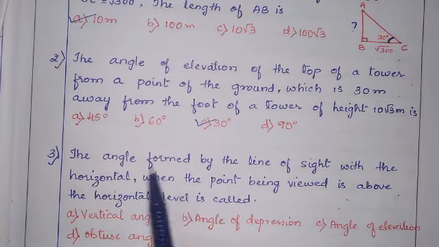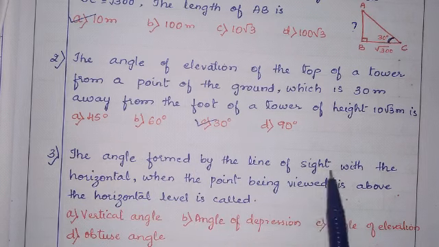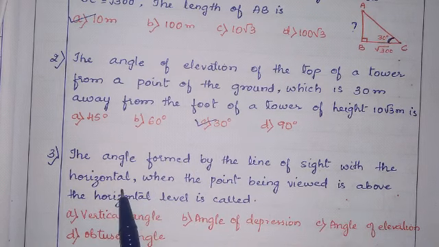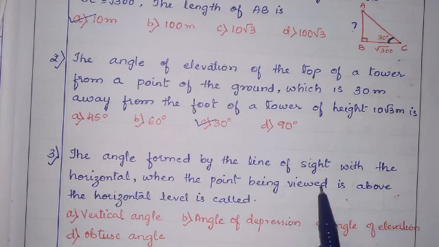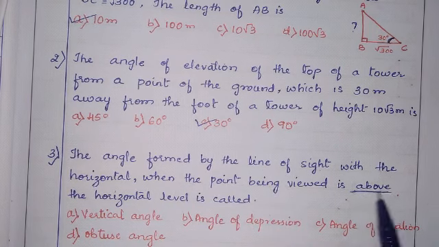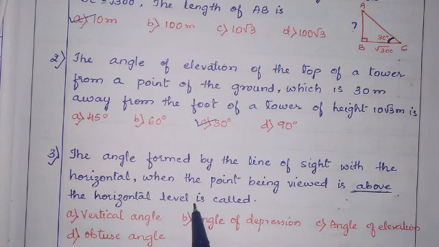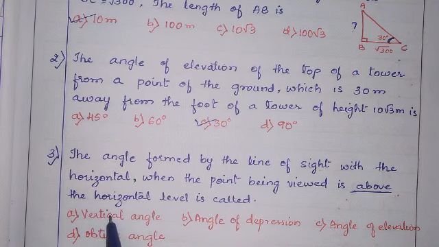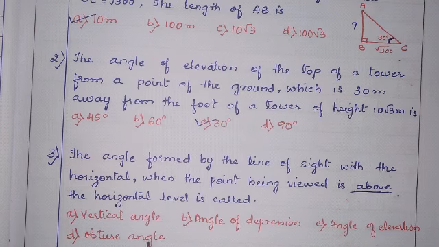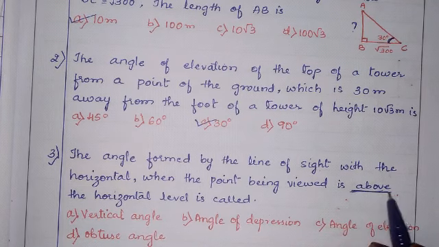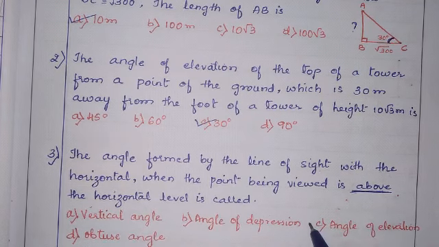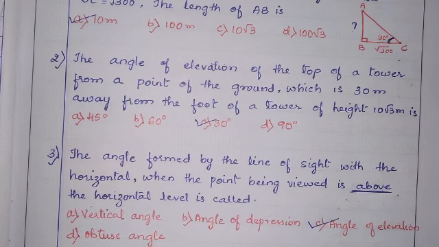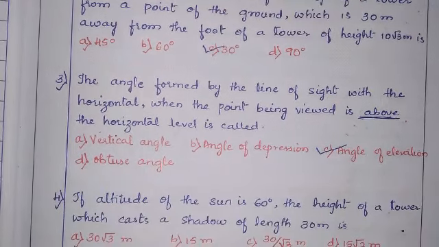The angle formed by the line of sight with the horizontal when the point being viewed is above the horizontal level is called: vertical angle, angle of depression, angle of elevation, or obtuse angle. We know that if the point is above the horizontal, it is nothing but the angle of elevation. Let us check the next question.